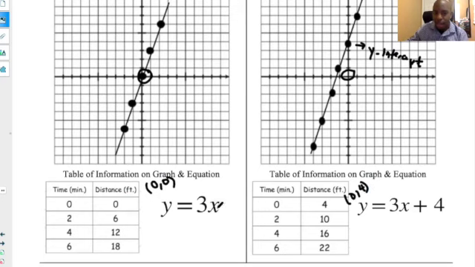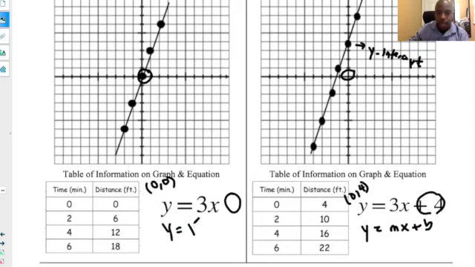And lastly, in my equation, I see this one doesn't have anything. It has nothing afterwards, but this one has plus 4, right? I see this is in the form of y is equal to mx plus b. And I see this one's in the form of y is equal to kx.